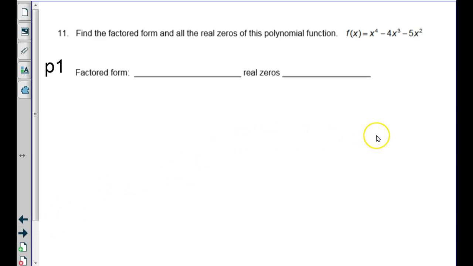Number 11, says find the factored form and all the real zeros of this polynomial function. What do we need to do first? Or an x squared? Take out an x squared, then it will say what?